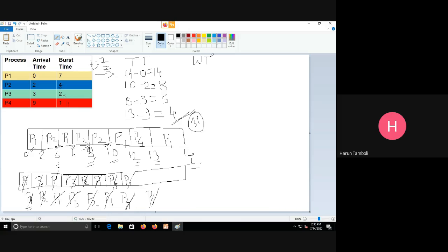Now go for the waiting time. Waiting time is turnaround time minus burst time. So here 14 minus 7, I am writing 7. 8 minus 4, it is 4. 5 minus 2, it is 3. And 4 minus 1, again it is 3. So the total is 17. Divided by 4, 4.25, that will be your average waiting time.